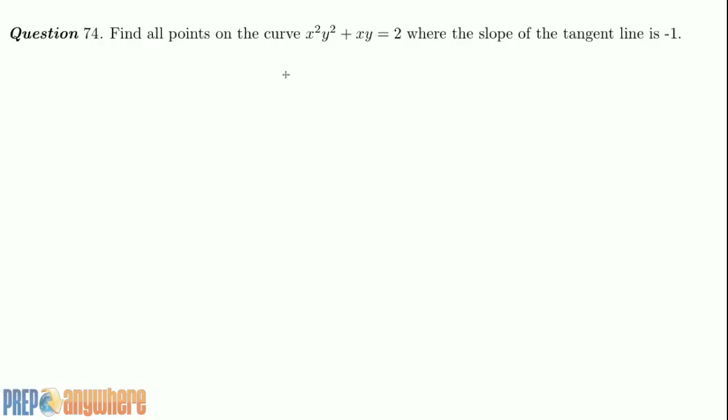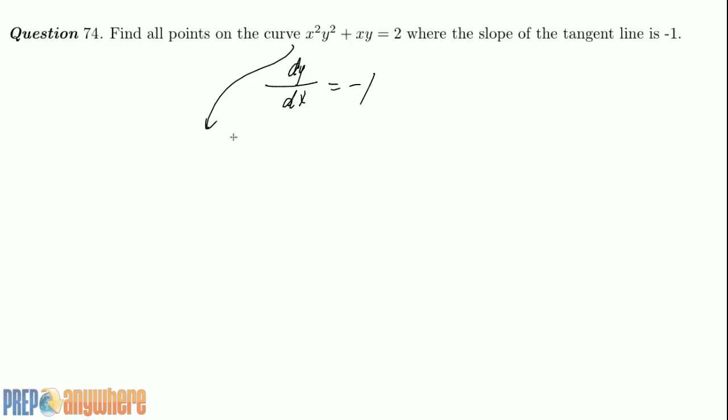Okay, find all points on the curve where the slope of the tangent line is -1. So that means ultimately we need to investigate for what values of x and y the dy over dx is equal to -1.